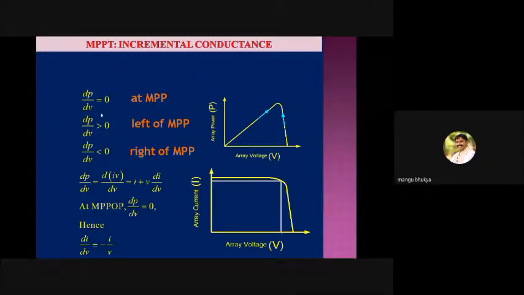From the maths background, what does it mean when the slope dP by dV is 0? We will get either a maxima or a minima, because the slope at a maxima or minima is 0. So here we reach the peak point, where the tangent line drawn is parallel to the axis, so the slope is equal to 0. Left of the MPP the slope is positive, and right of the MPP the slope is negative. So like this, they have devised so many control strategies, MPPT algorithms.